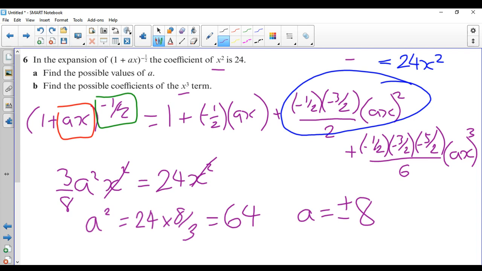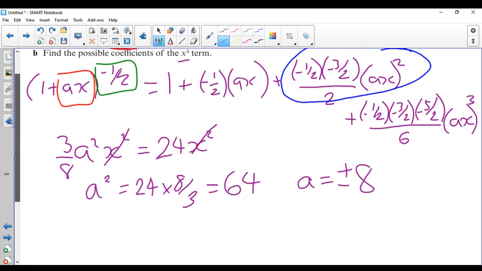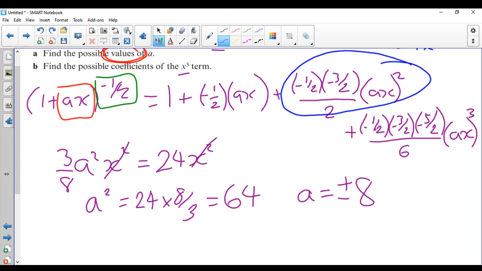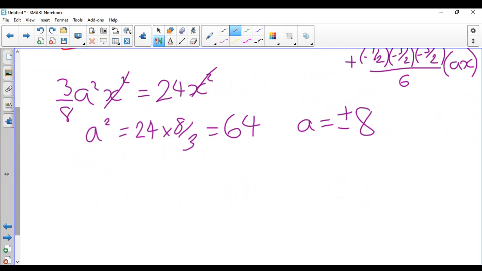Now, because that a is being squared, it can be either. So it's really important at this point to be careful not to lose any. What's the other big exam technique clue? The values of a. It will be grammatically correct in an exam question, so if it says values, you're looking for more than one. Find the possible coefficients. Again, big clue, coefficients. I'm looking for 2 of them.